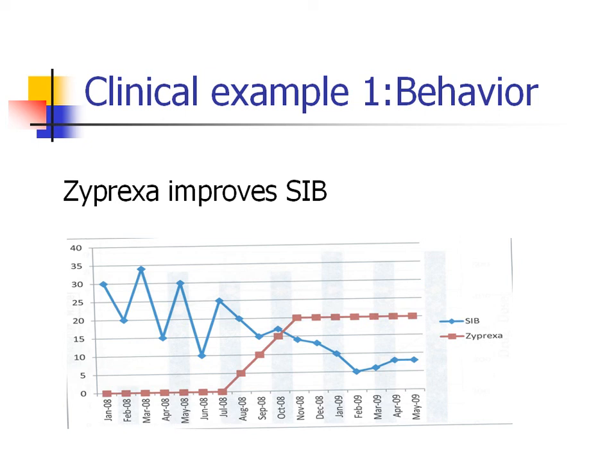So you can see there's a baseline period from January of 2008 until July of 2008. Then in August, the treatment with Zyprexa has begun. That's shown in the red squares, red rectangles. The red line there is the Zyprexa treatment, and it starts with 5 milligrams, and the dose increases up to 20 milligrams.